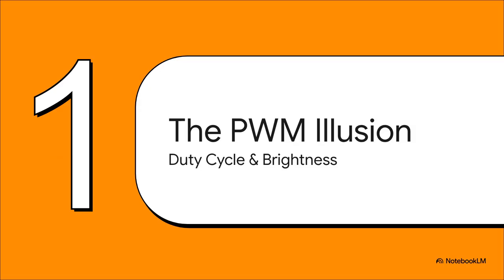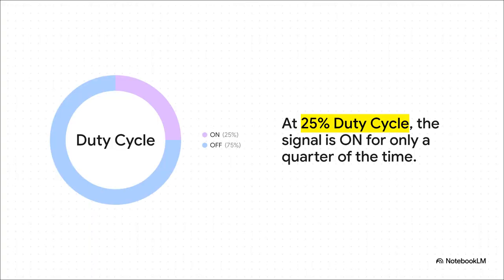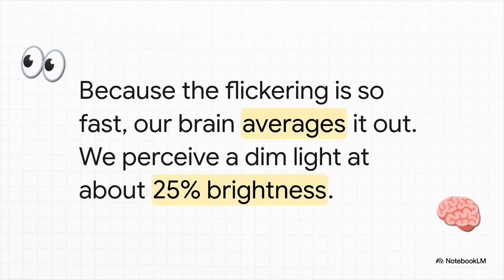And that brings us right to the magic trick, the PWM illusion. We're about to see exactly how changing this simple percentage, the duty cycle, fools our eyes into seeing all these different levels of brightness. So let's start low with a 25% duty cycle. What does that mean? It means for every cycle, the signal is on for only a quarter of the time, and then it's off for the other 3/4. It's a really short pulse of on, followed by a longer period of off, just repeated over and over and over, incredibly fast. And here's the result.